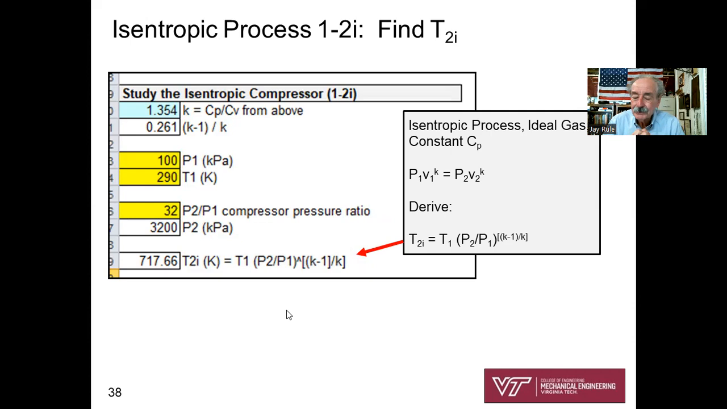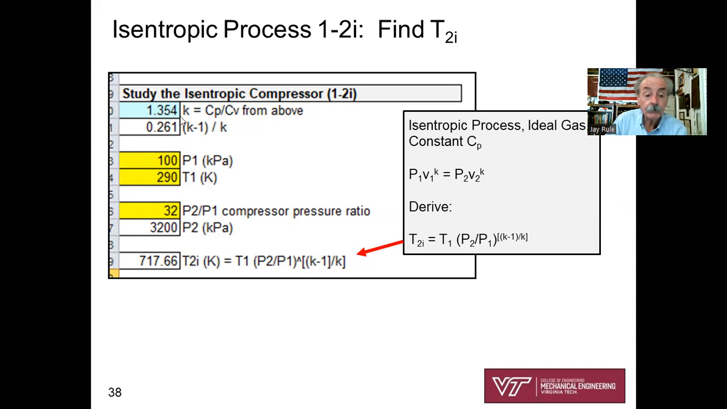Now we're going to study isentropic process 1 to 2i. So there's no more of this PR1, PR2 stuff. We've got to apply a very special relationship for an ideal gas undergoing an isentropic process, and that is P1V1 to the K equals P2V2 to the K. Then we can use the ideal gas equation of state and go through 4, 5, 6 algebra steps to get T2 isentropic equals T1 times P2 over P1 to the K minus 1 over K. Look at that similarity. Here's that pressure ratio, but we're solving straight away for temperature, and that's what we need.